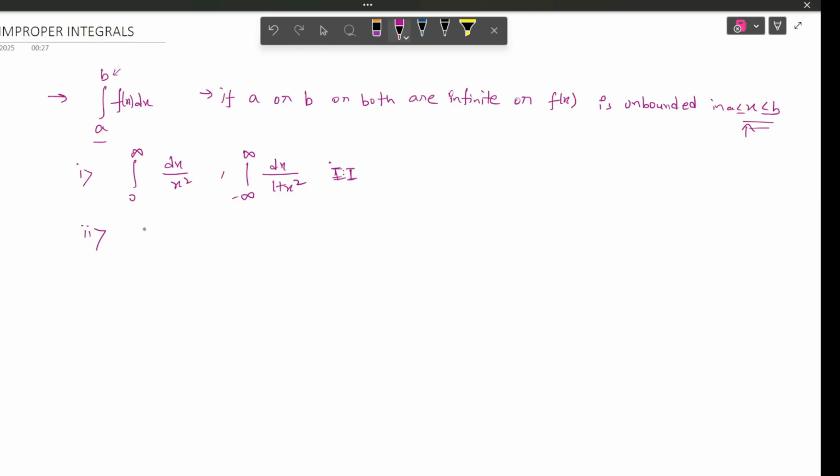Now see, if we talk about this integral, integration 0 to 1 dx by x, this is also an improper integral. Why? Because here f(x) is unbounded. f(x) is 1 by x, and we can see that 1 by x tends to infinity at x equals 0. So this is also an example of an improper integral.